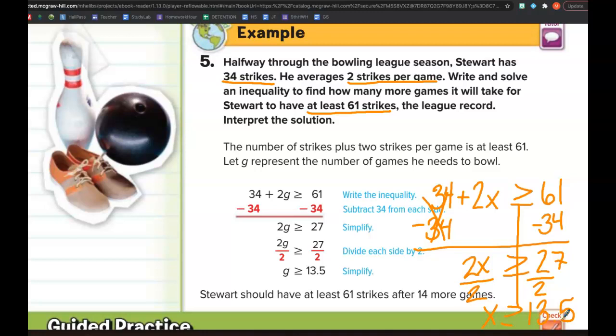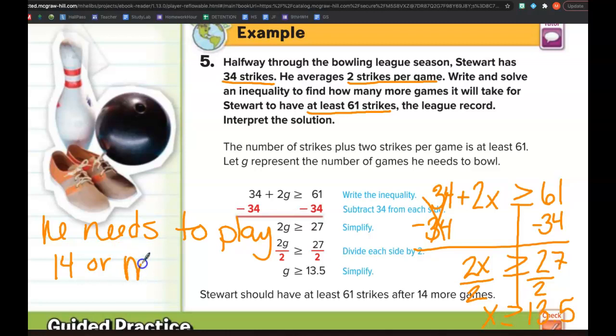14, because if I played 13, would I reach that goal? No. So we would say he needs to play 14 or more or less? More, because it's greater than games. That is how you would interpret the solution. Questions on that one?